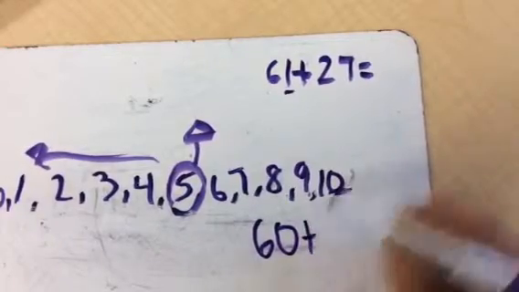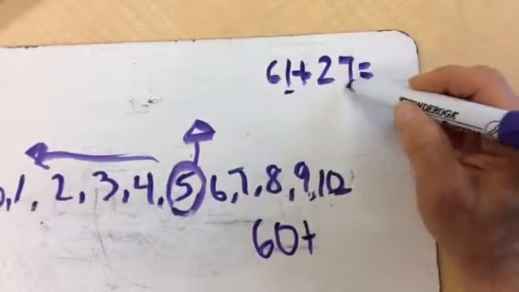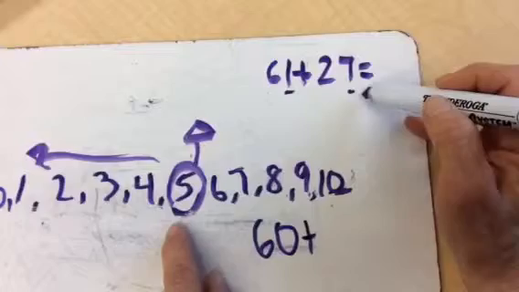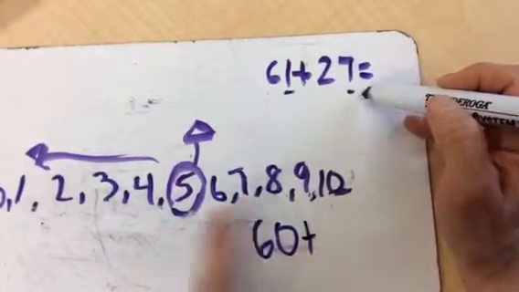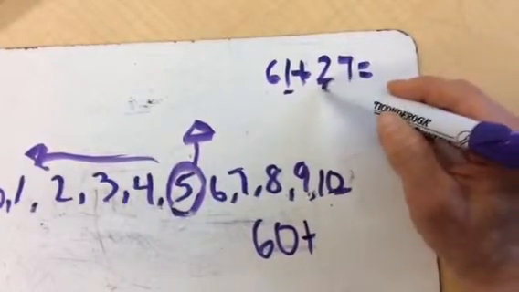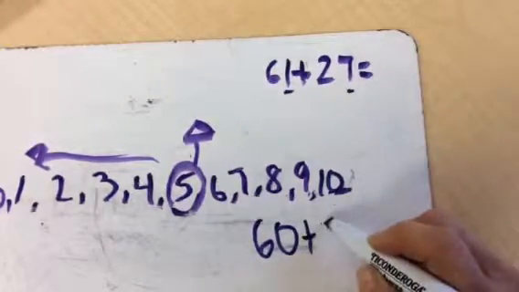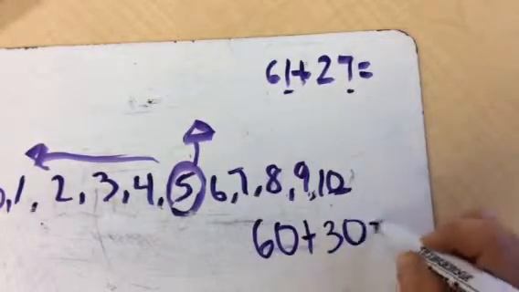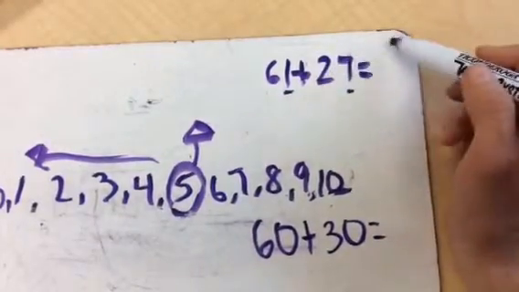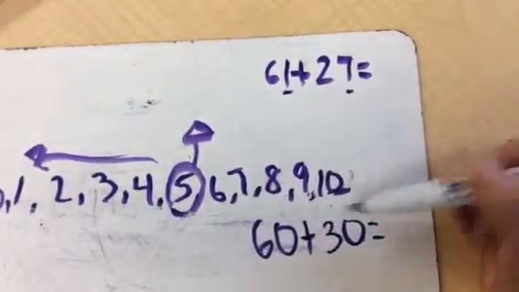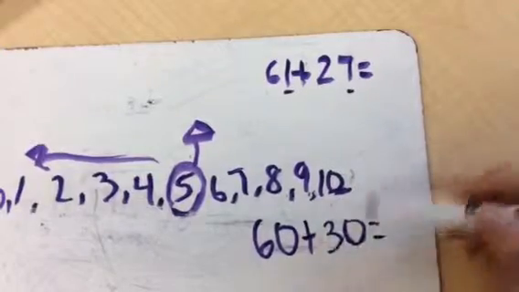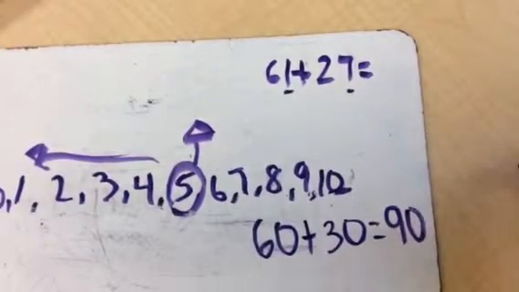So then I'm going to put my add mark here. And 27, well, the 7 is in the ones place. Is it 5 and up? We bump it up to the next 10, so it's going to be closer to 30 instead of 20. Now I'm going to say 60 plus 30, and I can do that so much faster than 61 plus 27. 6 plus 3 is 9, so 60 plus 30 must be 90. See how much faster that is?